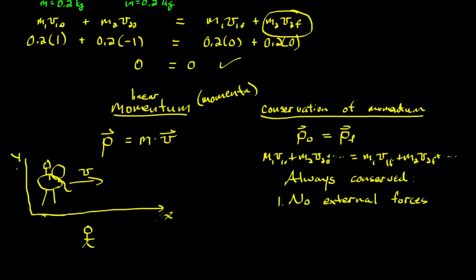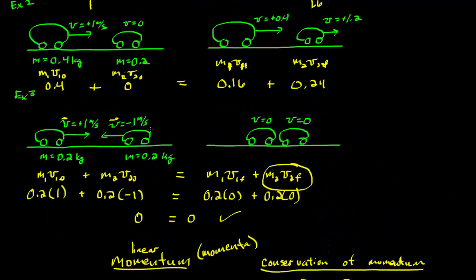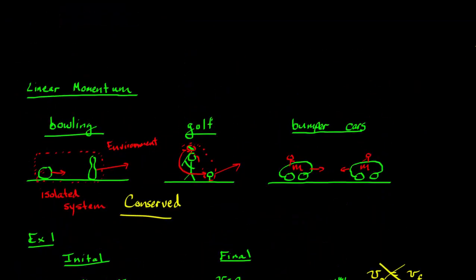But that's it. That's our new topic. So linear momentum. Momentum is always conserved as long as there's no external forces, and it's mv. So we just add them up, and just be careful to take care of your signs. Make sure that if it's negative, everything's good. And that's it, linear momentum.